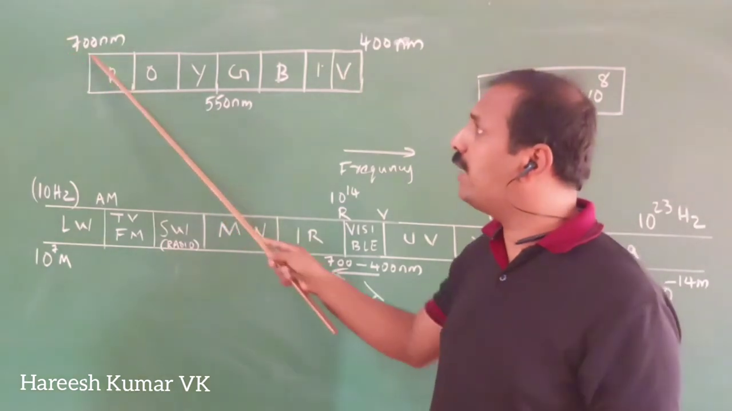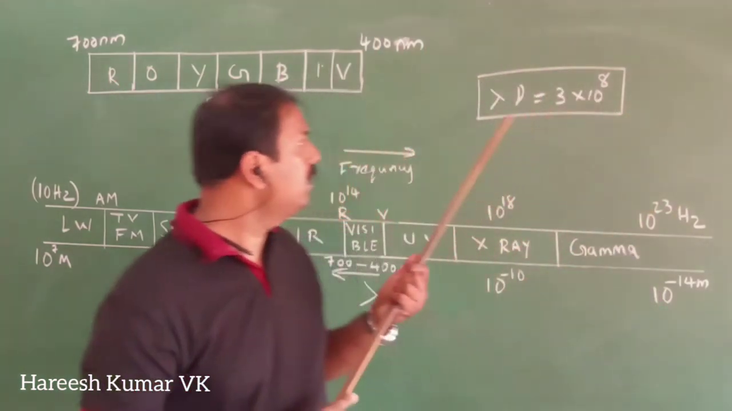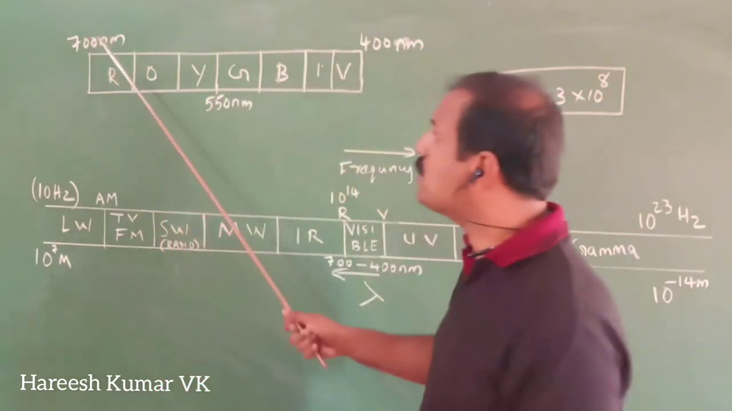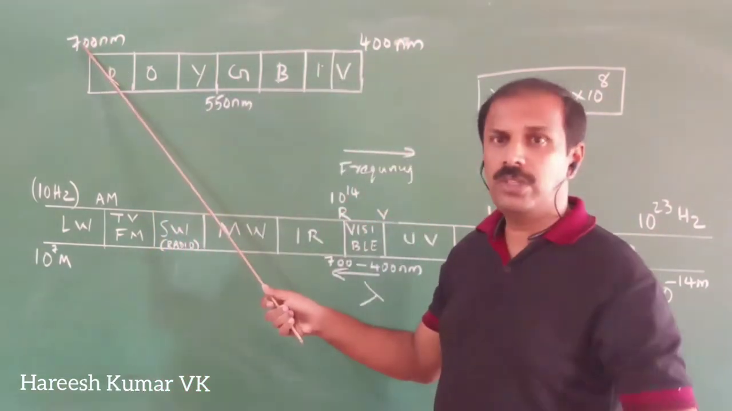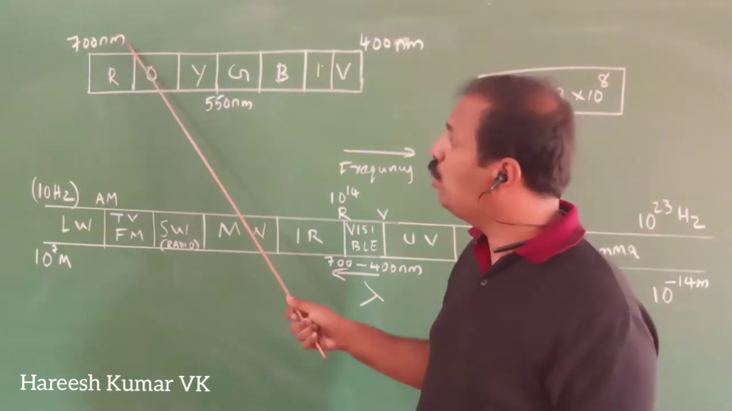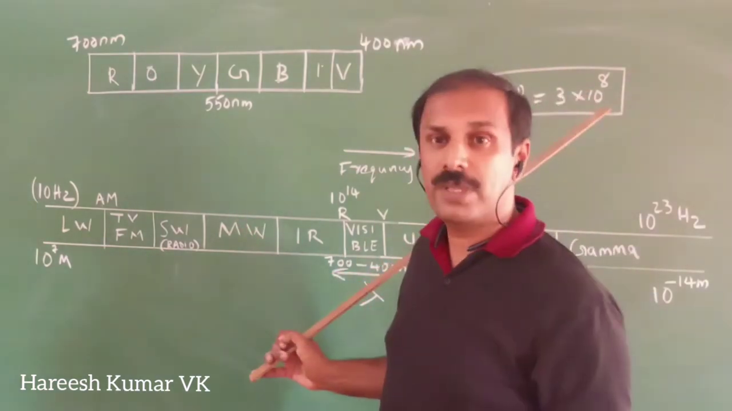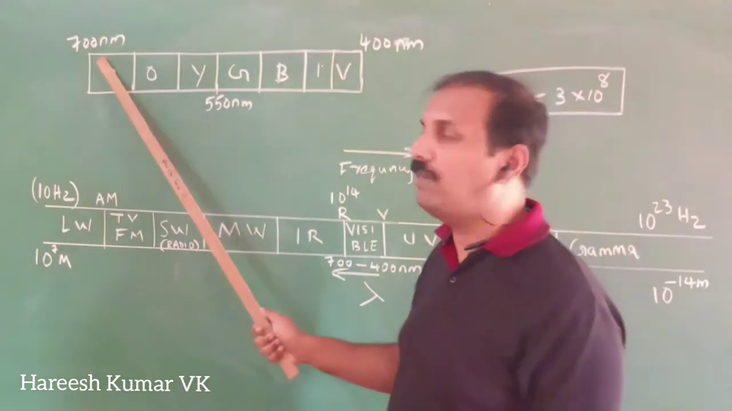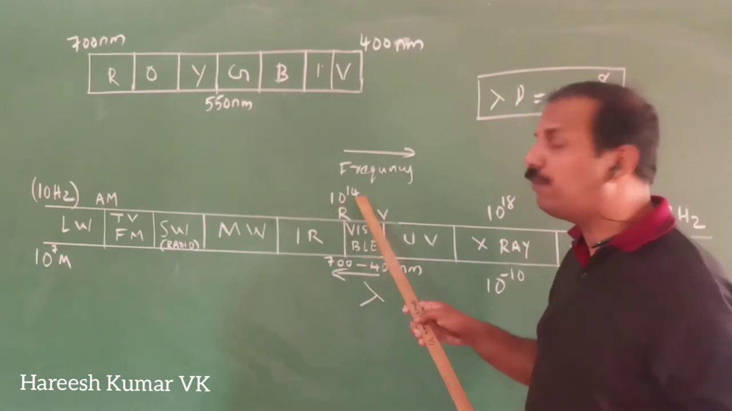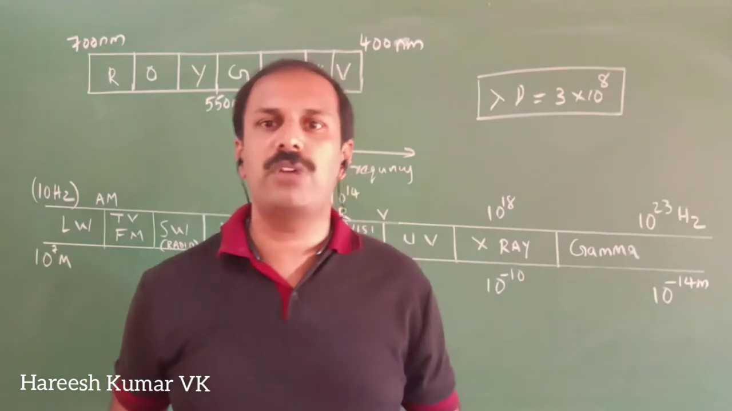If you want to get the corresponding frequency, what is the method? Wavelength into frequency, that is lambda into nu, equals 3 into 10 to the power 8. So you put the value of 700 nanometer, 700 into 10 to the power minus 9, into frequency, that will give 3 into 10 to the power 8 meter per second. So you can calculate the value of frequency. Almost the frequency is coming in the range of 10 to the power 14 hertz. That is, visible light is coming almost in the range of 10 to the power 14 hertz.